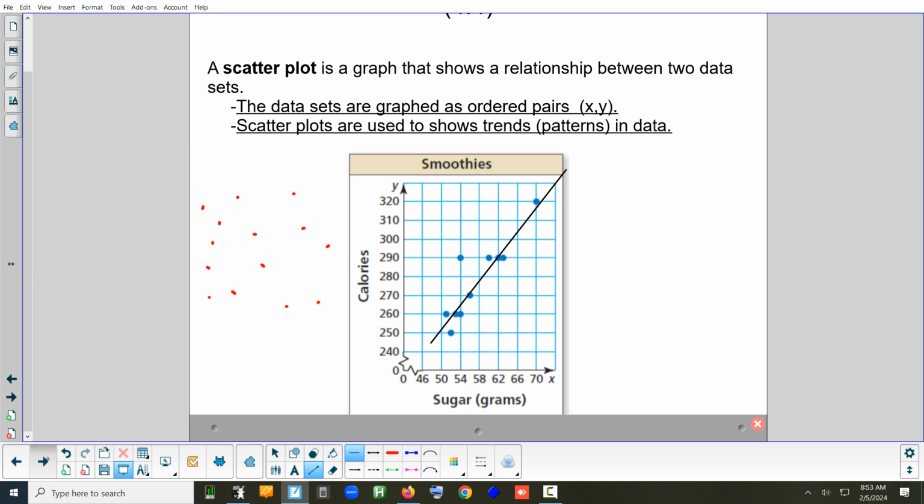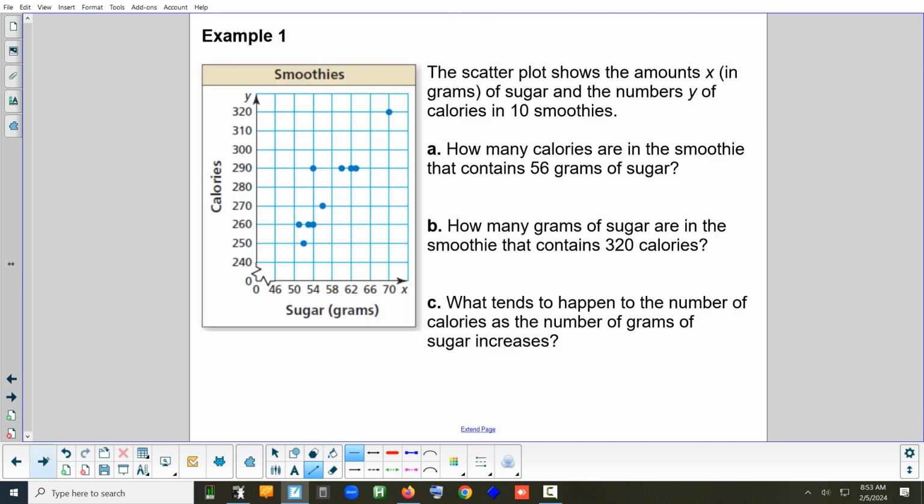All right, so now let's see if we can answer these questions. It says the scatter plot shows the amount of grams of sugar in 10 different smoothies. So each dot is a different smoothie, right? They just asked the store, okay, tell me about the strawberry smoothie. How much sugar is in it and how many calories are in it? And then they put that dot right there.